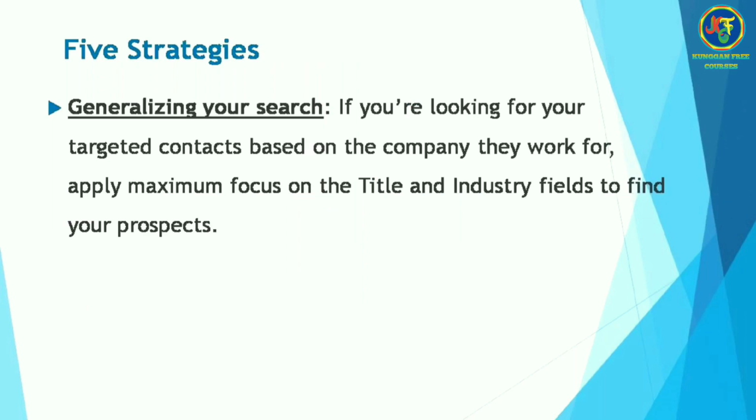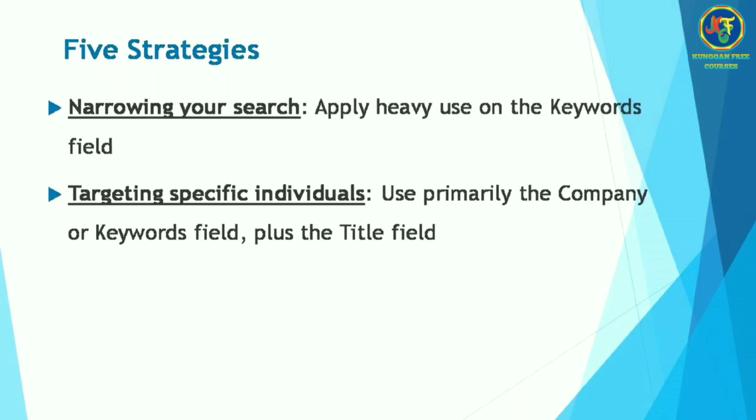Generalizing your search. If you're looking for your targeted contacts based on the company they work for, apply maximum focus on the title and industry fields to find your prospects. Narrowing your search. Apply heavy use on the keywords fields to narrow your search results when you need to reach people within a specific niche of an industry. Targeting specific individuals. Use primarily the company or keywords field plus the title field to help you find specific individuals in your targeted companies or industries.